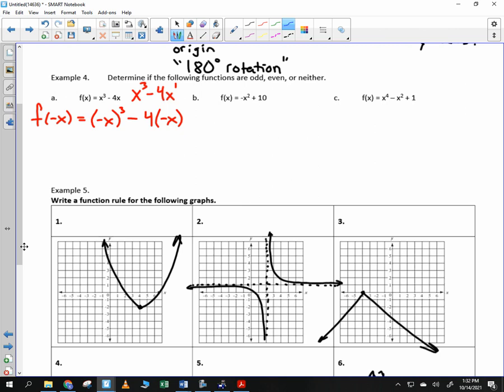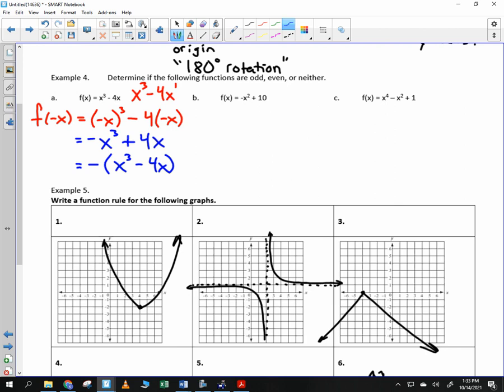What happens if we take negative x and we cube it? Negative x cubed, very good. And then minus 4 times negative x is going to be plus 4x. Is that the same as what we started with? No, it's the opposite. So if I factor out a negative 1, will that help make it the same? So let's factor out a negative. And when I factor out a negative, I get positive x cubed minus 4x. Is that the same as what I started?